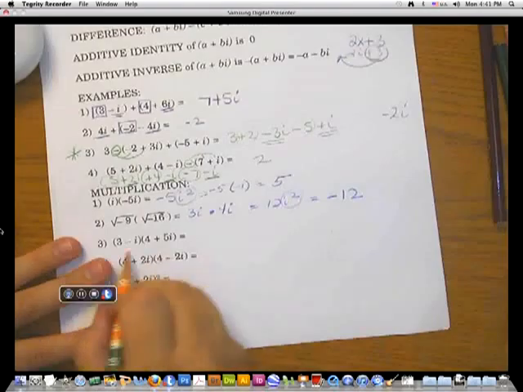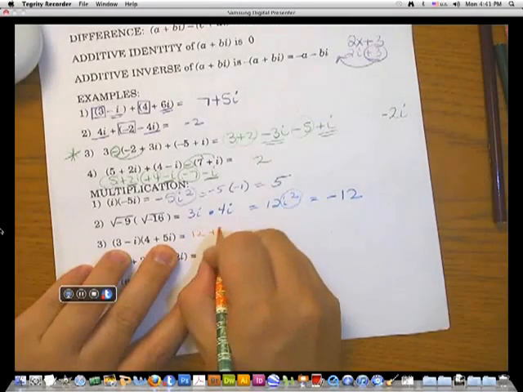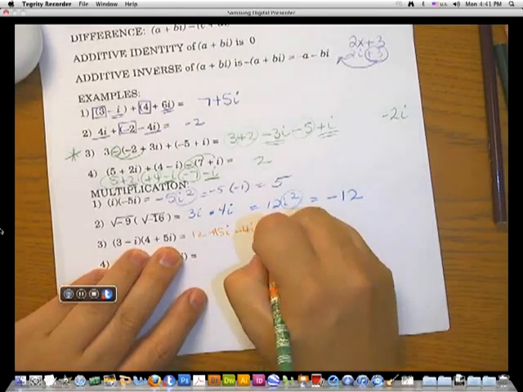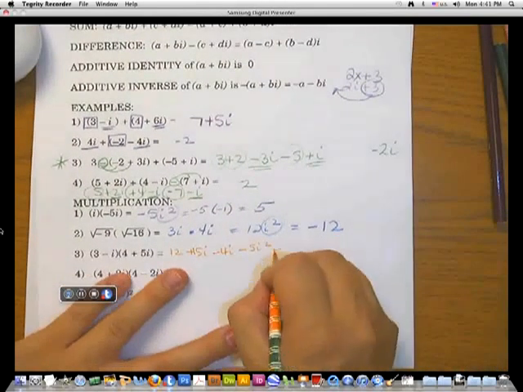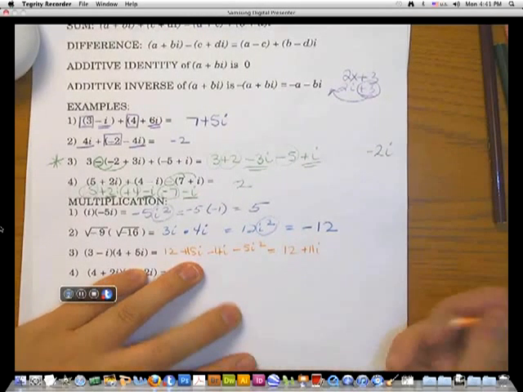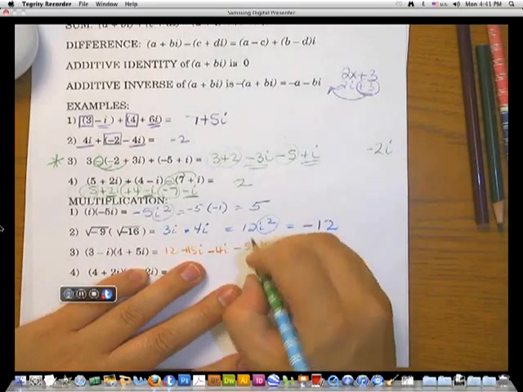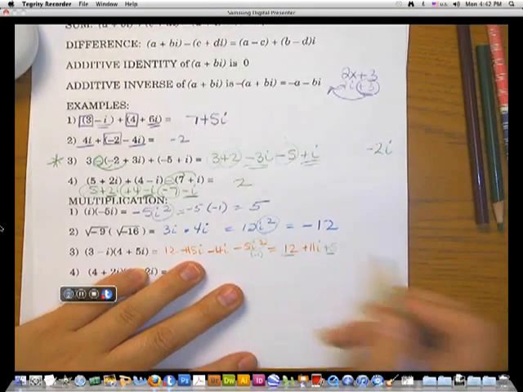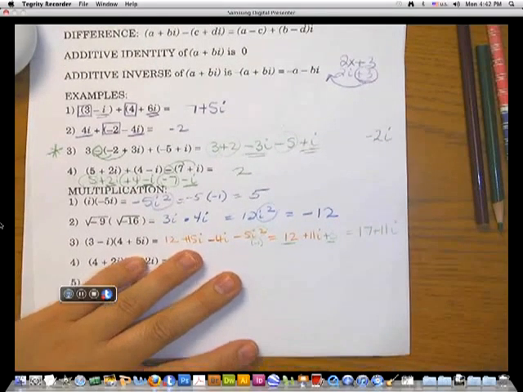When I distribute, exactly the same. 3 and 4 is 12, 15i minus 4i minus 5i squared. Combine like terms, so the 12 stays. Then I get 11i. Well, this i squared is really a -1, so that makes +5. Combine your numbers again. So 17 plus 11i.